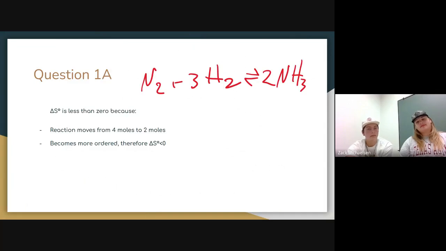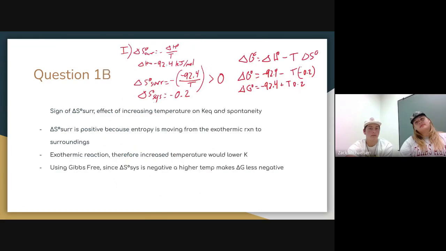Question 1A. The factors that affect standard molar entropy are moles, temperature, states of matter, and complexity. Given that the moles in this reaction decrease from 4 to 2, it becomes more ordered, and therefore the standard molar entropy of this reaction is negative.